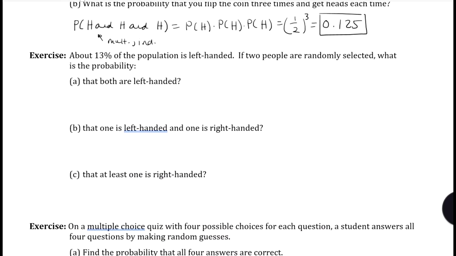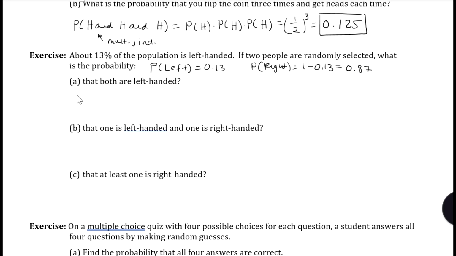So about 13% of the population is left-handed. If 2 people are randomly selected, what is the probability that both are left-handed? So we're going to assume that you can either be left-handed or right-handed. Left-handed is going to be 13% of the population. And then right-handed is going to be 1 minus 0.13. And this is going to give you 0.87.